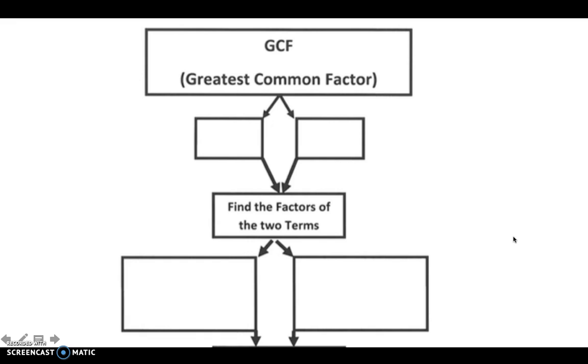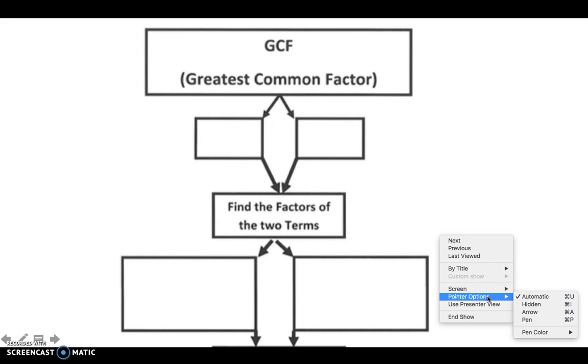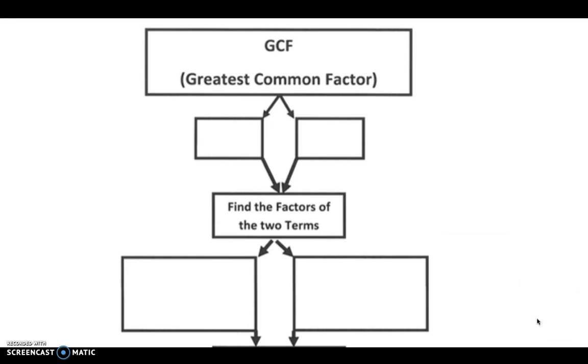I'm just going to fill in this chart at the top with two terms that we could use as an example. So in this upper left-hand box, we're going to plug in 4x. And over here, our other term will be, let's say, 12x. Okay. So if we were given these two terms, our next step would be to find the factors of those two terms.